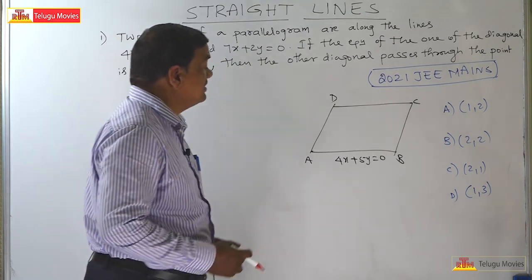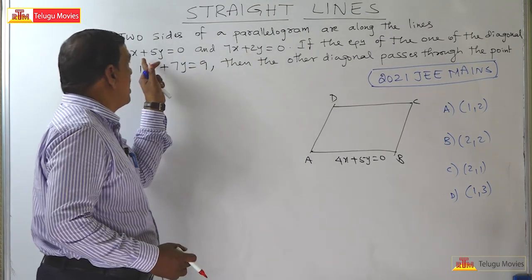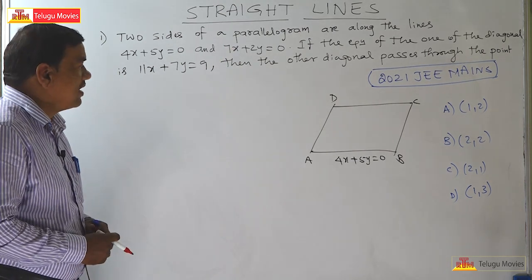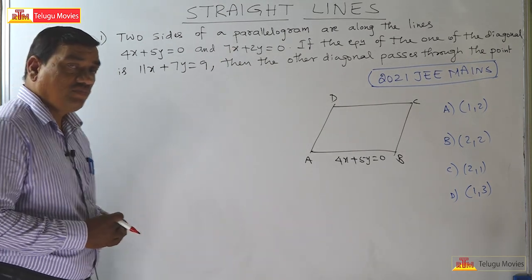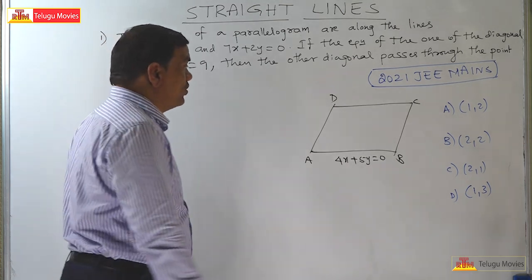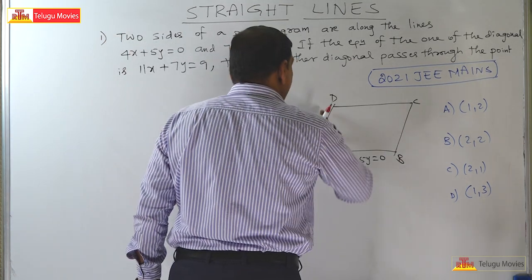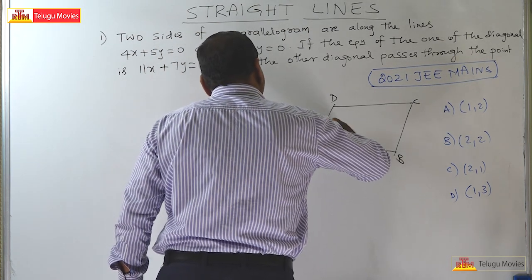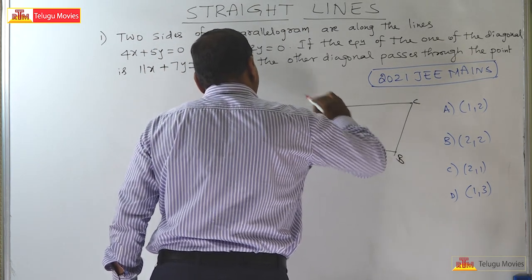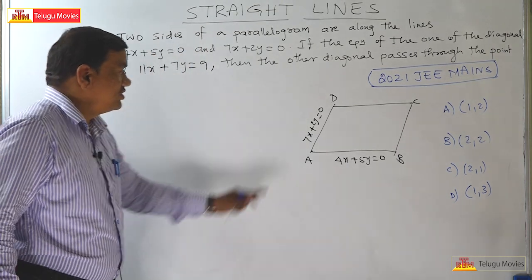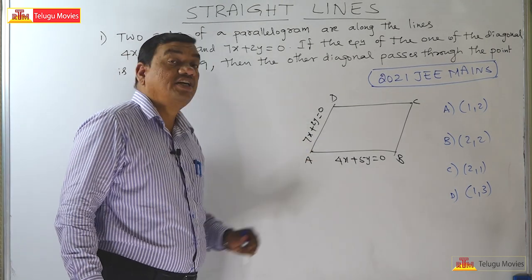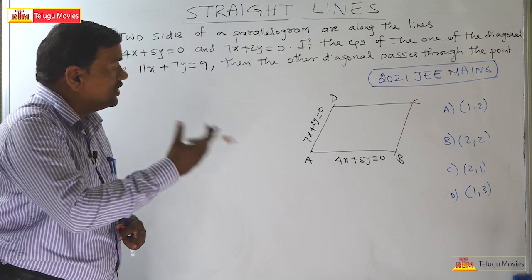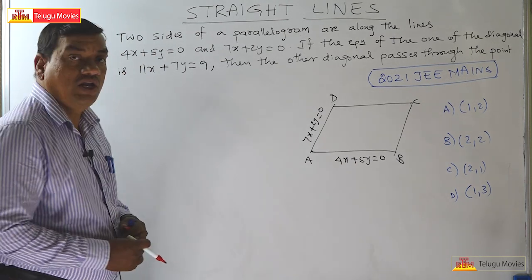Another side means that definitely, since these two are not parallel, they are adjacent sides. Therefore, we can take either BC or AD. So, let us take the BC equation as 7x + 2y = 0. Since these two are not parallel, definitely it should be an adjacent side, so we can take it as BC or AD, no problem.